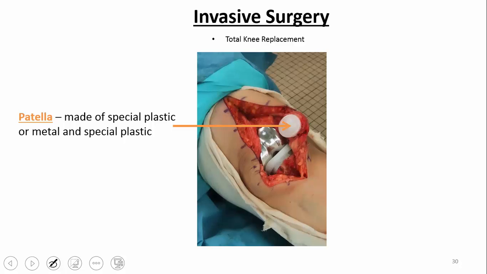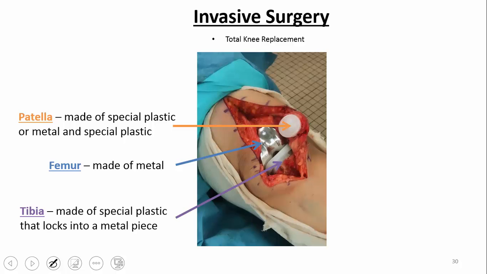It could be plastic or metal. The end of the femur is modified with a piece of metal. The end of the tibia is modified with a piece of plastic that locks into the metal piece. And so really you're reforming this joint. There could be many joint issues, obviously, but maybe someone has bone on bone. It's very painful for them to walk. They need a walker.